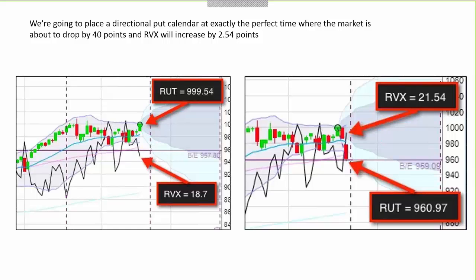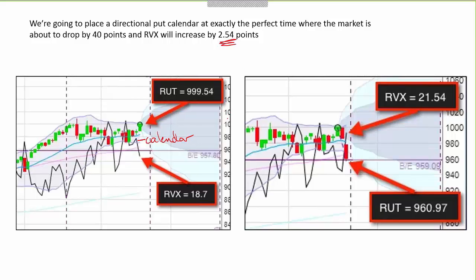And you can see that on the next slide, on the right-hand side here, right? So over the next 2 days, we get huge movements down, right? And we get the RUT moving down by 40 points in 2 days, and the volatility increasing by 2.54 points. Okay. Now, what are we doing? We're actually going to be setting up a calendar here, right? Basically 20 points down, so 20 points out of the money, so it's a directional calendar. And calendars are, of course, positive Vega, right? Meaning that when we get an increase in volatility, we're going to be cashing in.